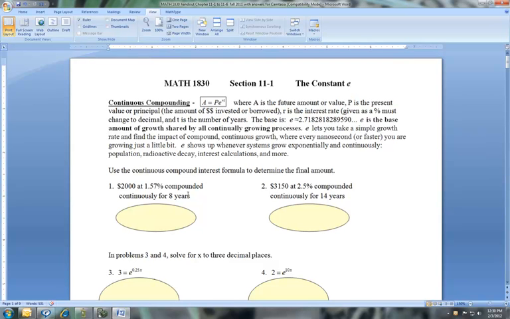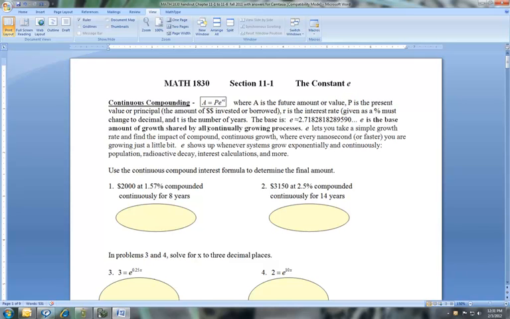Okay, now we start chapter 11. The first section we're going to look at is something that might be familiar. You might have seen it in your pre-calc class, but regardless, we're going to be looking at what's called continuous compounding. It uses the constant E. In the formula, you have A, which is your future amount, is equal to principal. Principal is the dollar amount that's borrowed or invested, times E, which is a constant, raised to the RT. R is interest rate, which must be in decimal form, and T is time.